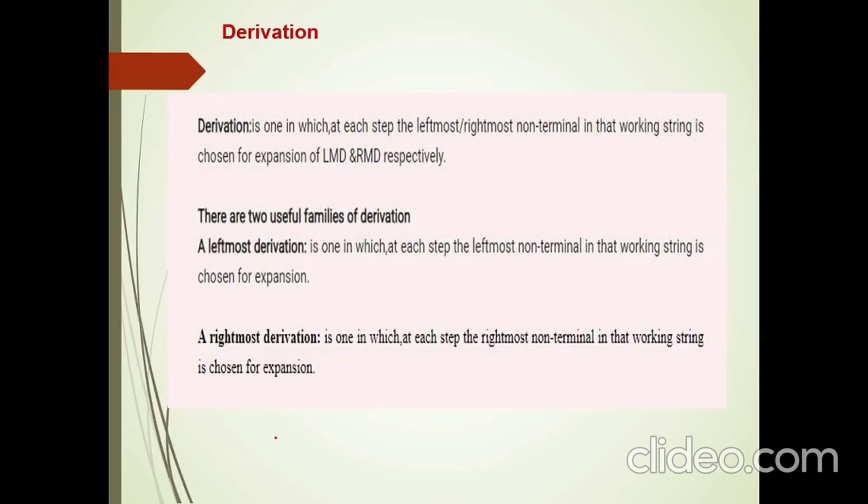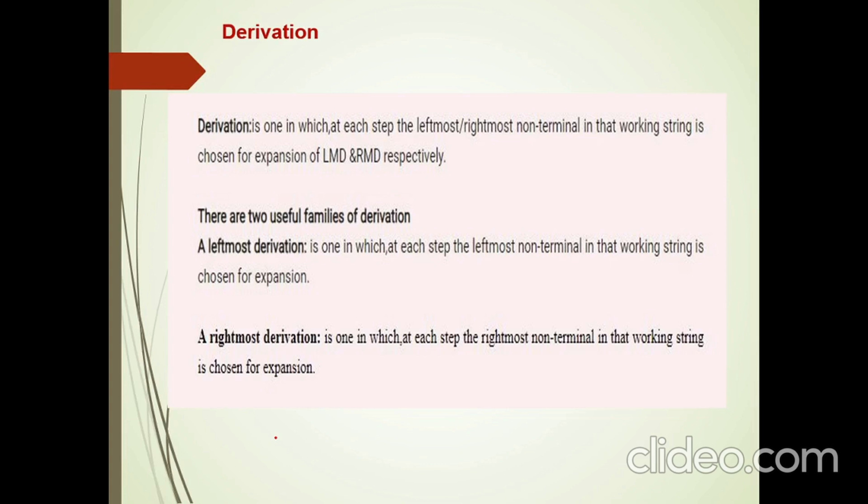Hello everyone. In this video lecture, we'll be studying derivation, parse trees and ambiguity. First of all, about the derivation. Derivation is one in which at each step the leftmost or rightmost non-terminal in that working string is chosen for expansion, called LMD and RMD respectively.